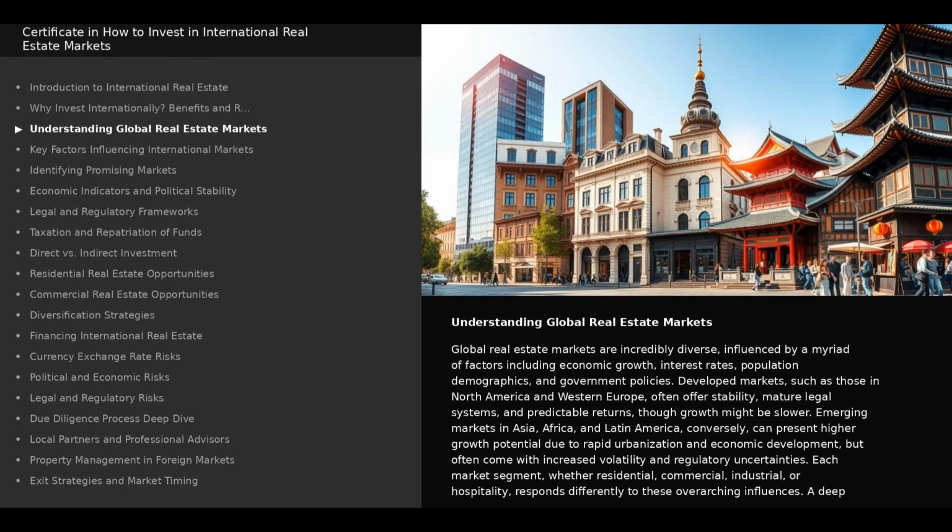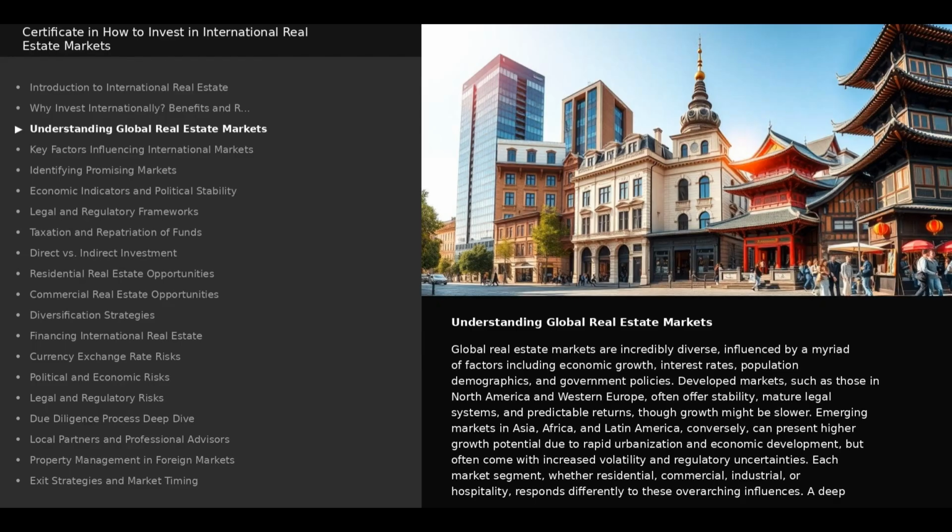Understanding global real estate markets. Global real estate markets are incredibly diverse, influenced by a myriad of factors including economic growth, interest rates, population demographics, and government policies. Developed markets, such as those in North America and Western Europe, often offer stability, mature legal systems, and predictable returns, though growth might be slower.